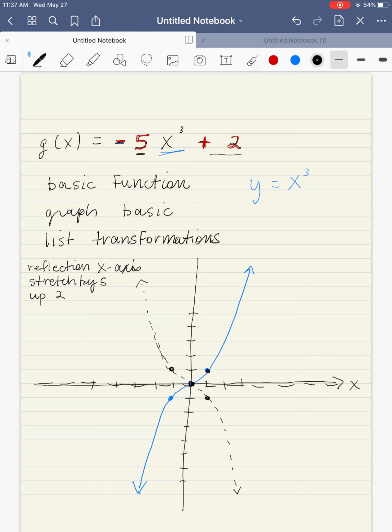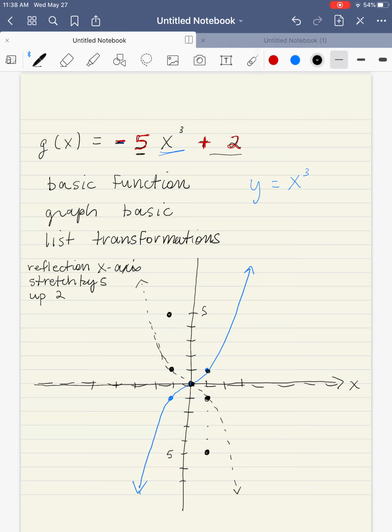Then we see that we have a stretch by 5. So this point right here, 1, negative 1 becomes 1, negative 5. It's stretching 5 units. 1, 2, 3, 4, 5. It comes to here. And then this point, negative 1, 1 becomes negative 1, 5.